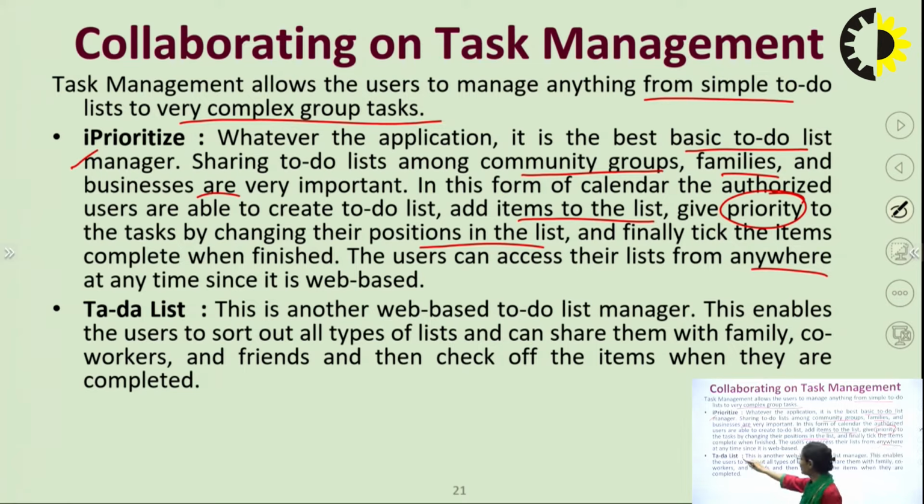Another example is Tada List. This is another web-based to-do list manager, and it enables the user to sort out all types of lists and share them with family, co-workers and friends, and then check off the items when they are complete. That is, when a particular event is finished, it automatically gets checked off.